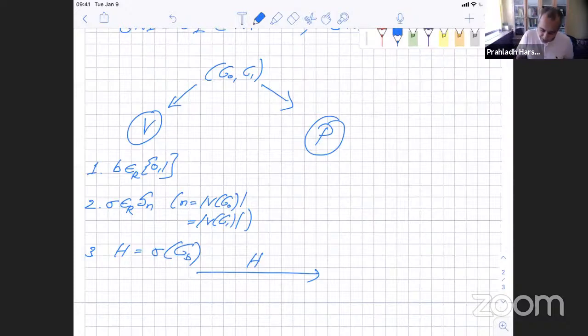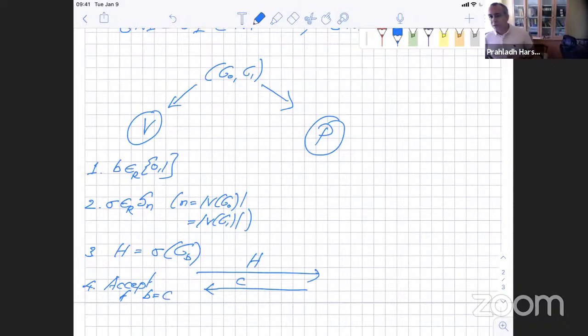And the prover is going to return a C, and you accept if B equals C. The prover is able to tell clearly whether the graph you sent is the first graph or the second graph. If the two graphs were actually non-isomorphic, the prover will be able to do this always. If the graphs are isomorphic, then the graph H which you sent across might just as well be a copy of G0 or G1. So formally, this is what is happening.